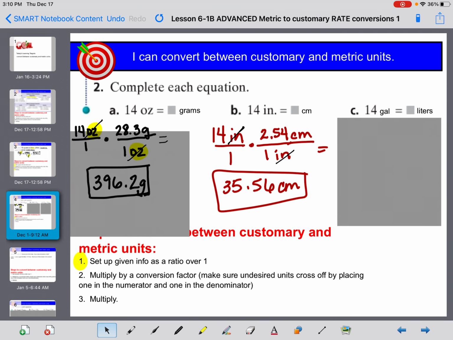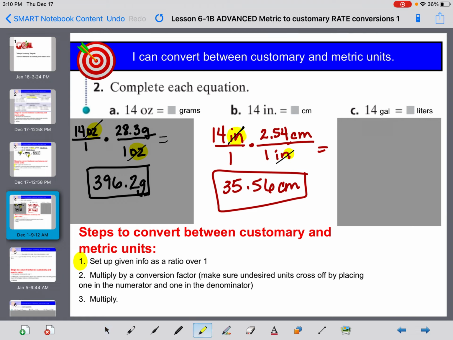Okay, for the next one, 14 inches over 1, and then the conversion factor is 2.54 centimeters is 1 inch. Notice how inches are diagonal and they cancel out. Then you simply multiply across and give the label of the only remaining label, which is centimeters.